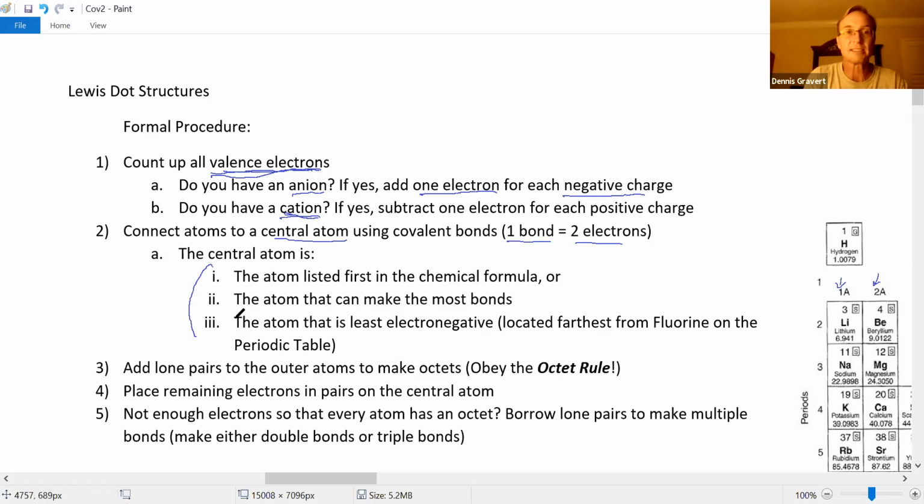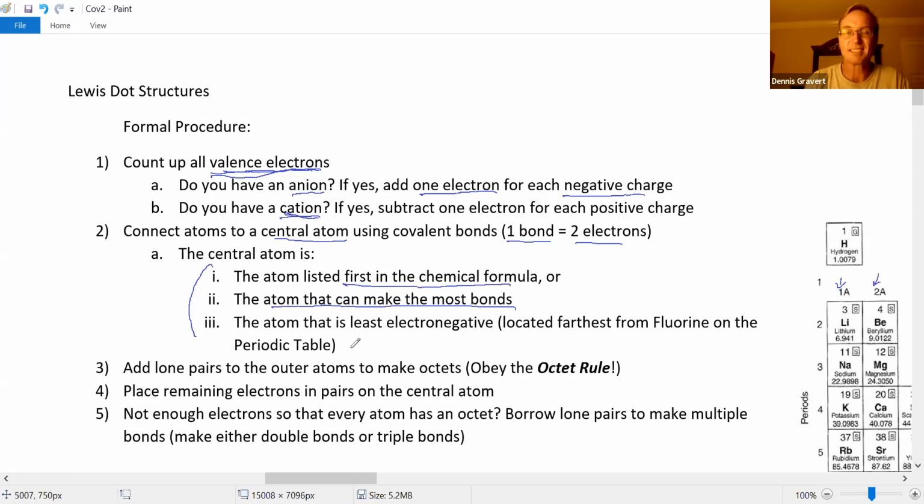Okay, what are the guidelines? Try going with the atom listed first. Doesn't always work. Use HONC, or predict the number of bonds that the atom can make. And the one in the middle is probably going to need a lot of bonds to connect all the rest of the atoms. So the central atom is usually the atom that can make the greatest number of bonds. Or it might be the one that's listed first.